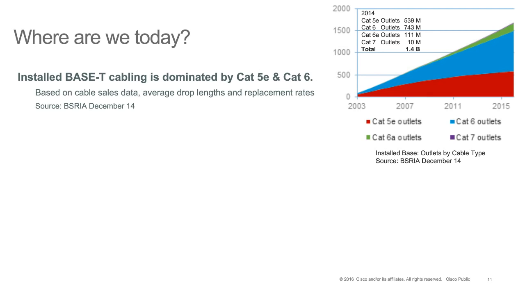If you look in detail at the numbers, you'll find that 5E is growing very slowly, 6 is doing well, and 6A is growing well. But I think the reality is, if you see the legend at the top of that graph, at the end of '14 we had about 1.4 billion outlets. 1.3 billion of them are 5E and 6. So that is the market that 2.5 and 5GBASE-T is designed to address.